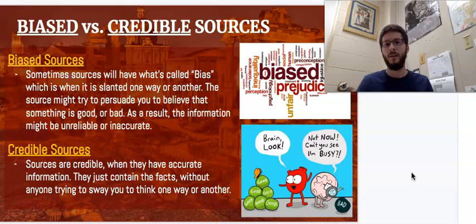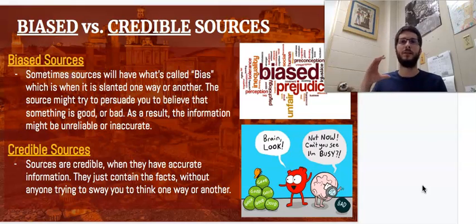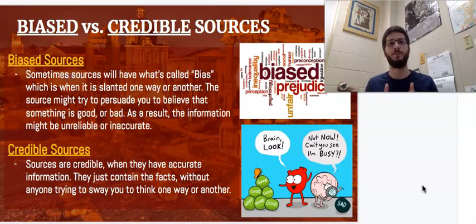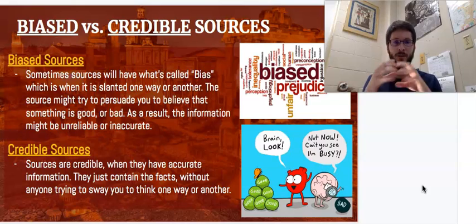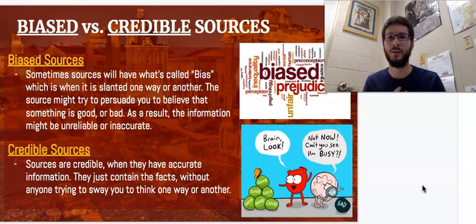If I have an opinion and I want you to side with my opinion, that is bias. On the other hand, we have the opposite, basically credible. It's just accurate information. It's just facts. It's nothing beyond factual information. The goal is not to get you to believe my side is best and that your side is worse. My only goal is to get the information to you.